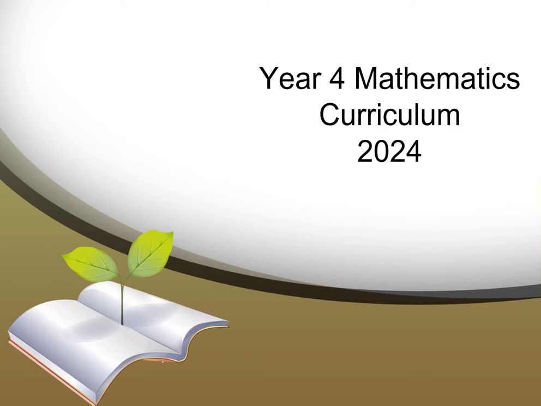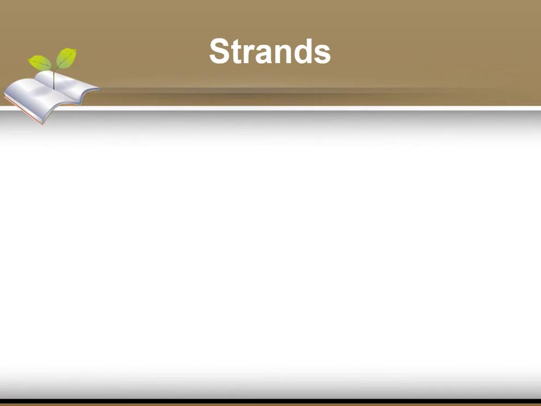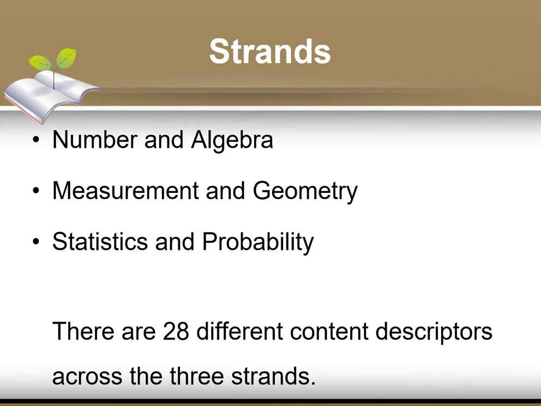To be going through the Year 4 Mathematics curriculum for the year 2024. So in this video will be all the different things that Year 4 students will be learning. To start off, it's all separated into three different strands: number and algebra, measurement and geometry, and statistics and probability. And there are 28 different content descriptors across the three strands, meaning that there's 28 different things that will be taught that will fall within all these categories.